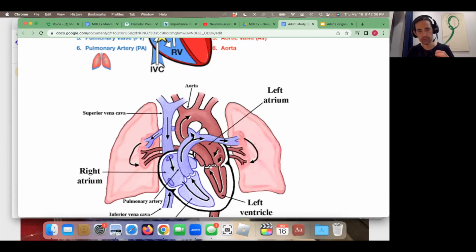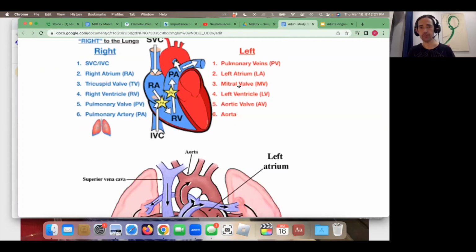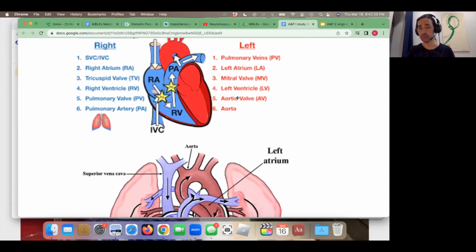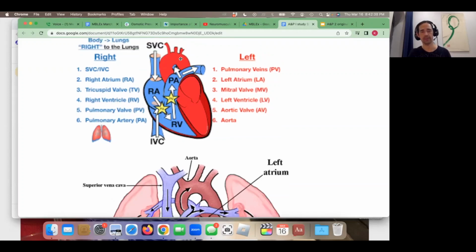It goes through the bicuspid valve into the left ventricle, and then it goes up into the aorta. Make sure I'm telling you correctly. Through the pulmonary veins, into the left atrium, through the mitral valve into the left ventricle. Atrium, mitral valve, bicuspid valve, left ventricle, through the aortic valve into the aorta. These big veins and arteries, like the pulmonary artery and the aorta, their valves are easy to remember because they're named after the vessel they end up going through.